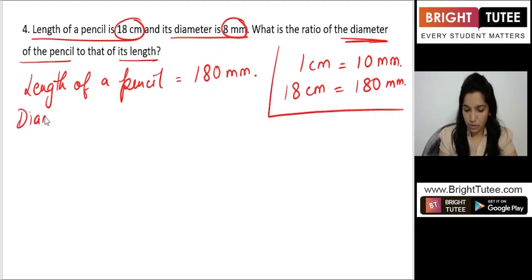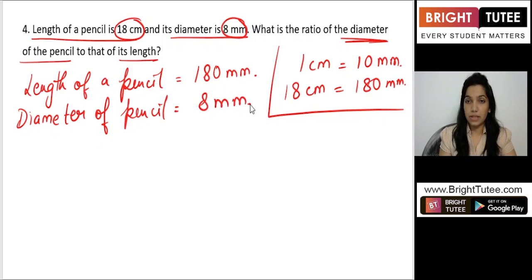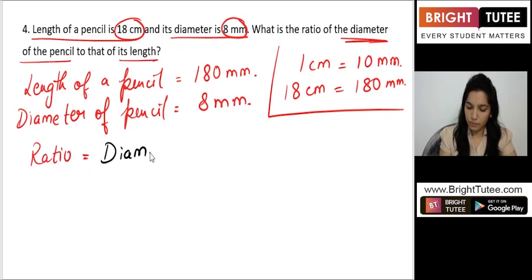So the diameter of the pencil is equal to 8 millimeters, right? Now we need to write the ratio. What ratio do they want us to write? They want us to write the ratio of the diameter, right? Diameter to that of the length.